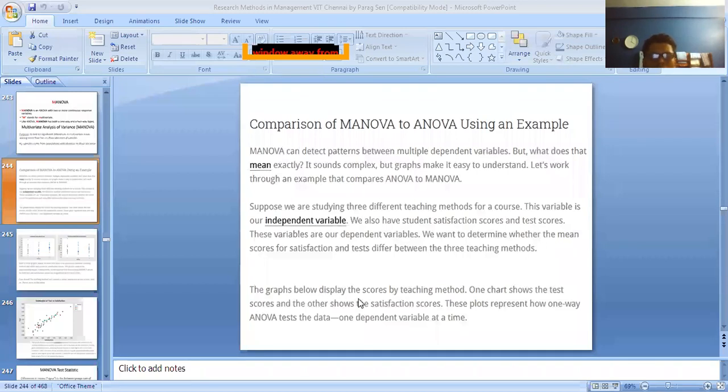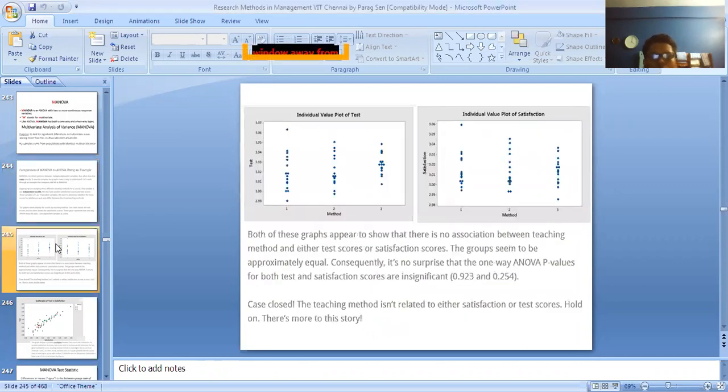The graph below displays the scores by teaching method. One chart shows the test scores and the other shows the satisfaction scores. These plots represent how one-way ANOVA tests the data, one dependent variable at a time. Just take a look at these graphs. This is the individual value plot of test, and this is the individual value plot of satisfaction.